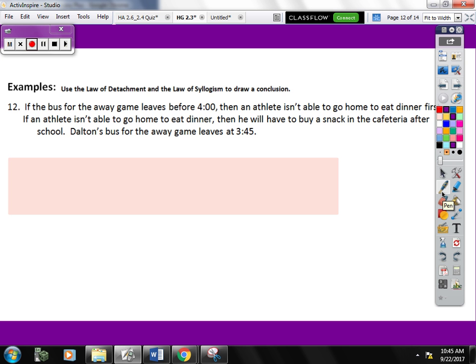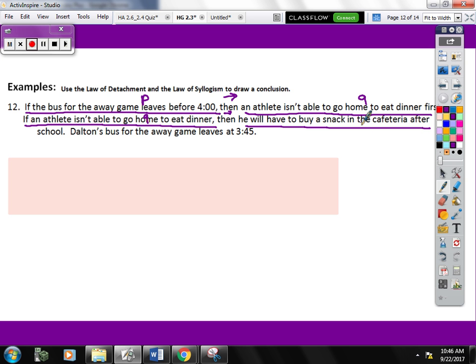So we see if the bus for the away game leaves before 4 o'clock. That would be our hypothesis. Then an athlete isn't able to go home for dinner first. That would be our conclusion. Q. If an athlete isn't able to go home to eat dinner, Q, that matches up, can't eat dinner, then he will have to buy a snack in the cafeteria. That would be my R. So see how the conclusion of this statement is the hypothesis of this. So we can use the law of syllogism.